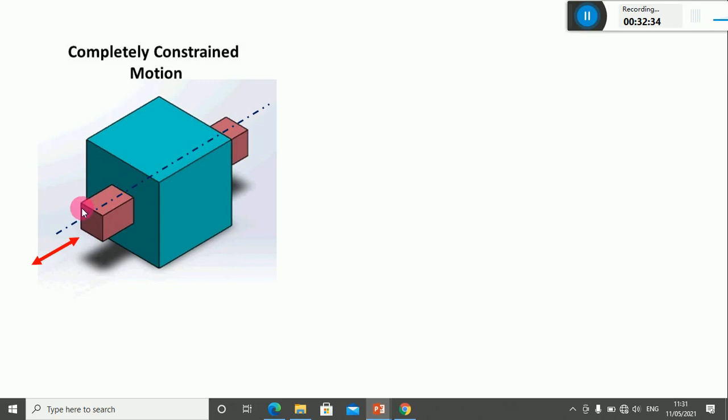It means the shaft is restricted to only slide. It cannot rotate. It means it is constrained to only one path. So I can call it a completely constrained motion. Since the shaft is restricted to only one direction, it can have only a sliding motion, not the rotary path. So I can call it a completely constrained motion.